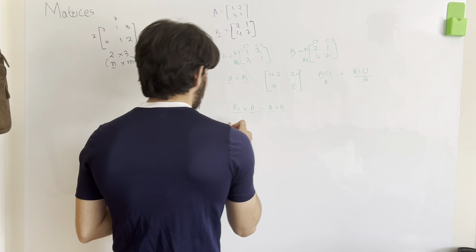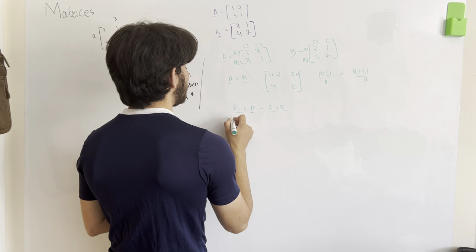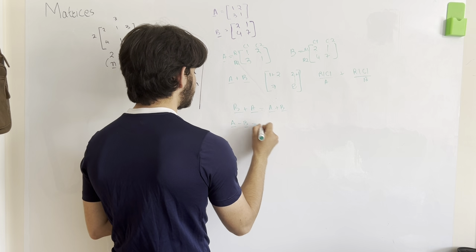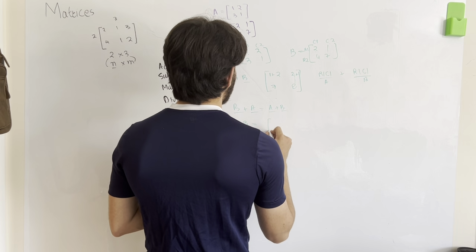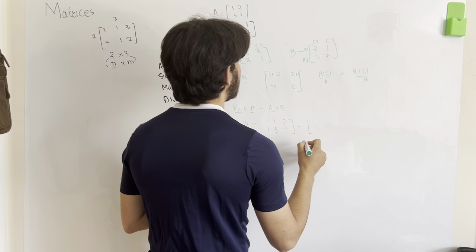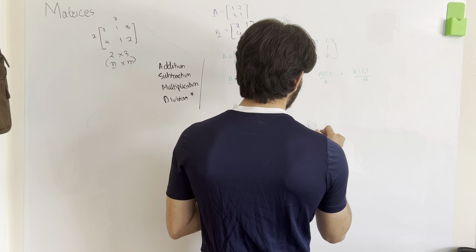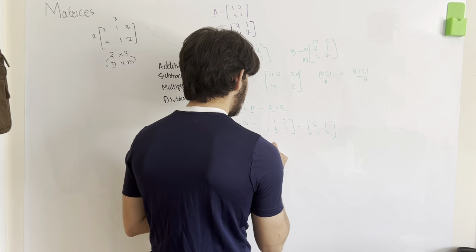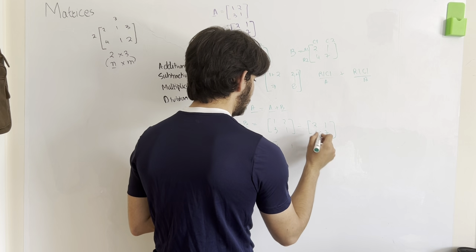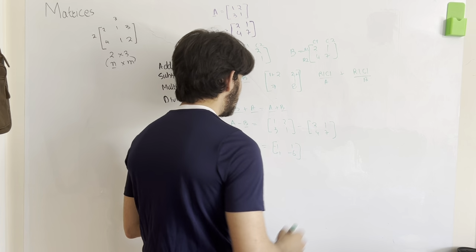If you look at subtraction on the other hand, so A minus B, what you'll have is [1, 2; 3, 1] minus [2, 1; 4, 7]. Okay, and you do the same thing. So 1 minus 2 is minus 1, 2 minus 1 is 1, 3 minus 4 is minus 1, 1 minus 7 is minus 6.